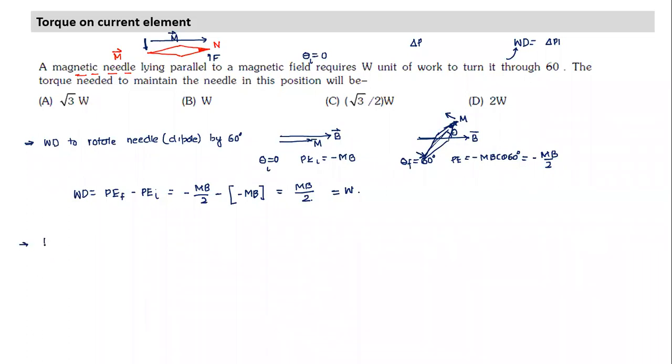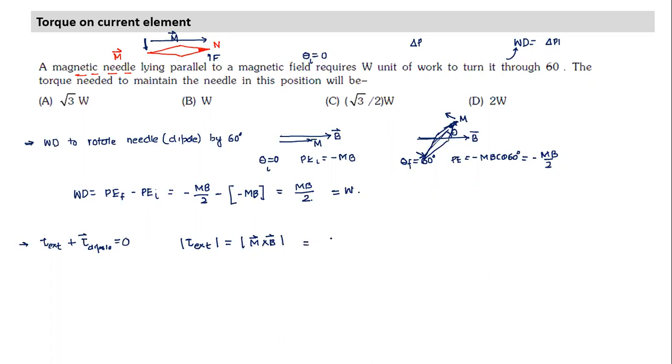This external torque has to be equal and opposite to the torque experienced by the dipole. Then only it will be a state of equilibrium. So in terms of magnitude, the external torque which needs to be applied to keep it in a state of equilibrium has to be equal to M cross B, the torque experienced by the dipole. Then only it will remain in equilibrium.